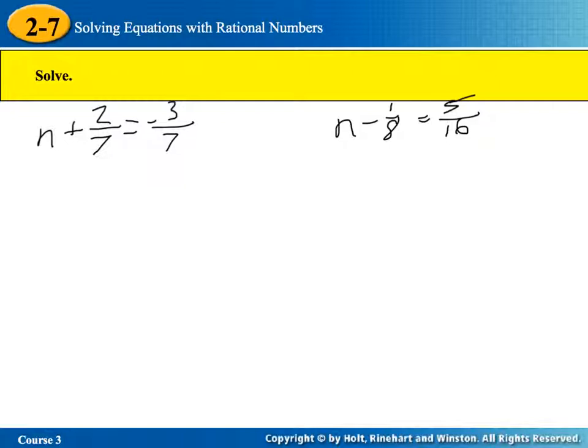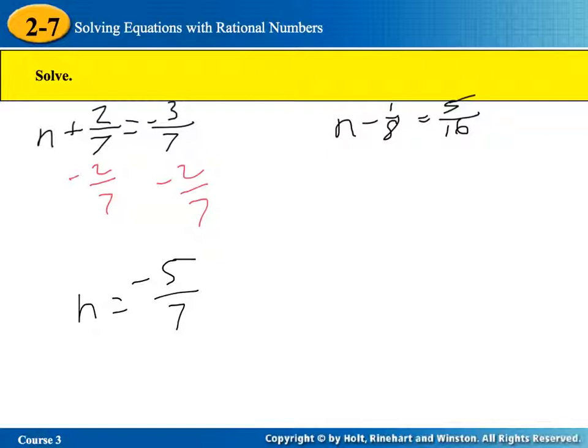All right, very quickly, again, going through these, you subtract 2/7 on both sides. When you take 3/7 minus 2/7, do you have a common denominator? Yeah. So when we have a common denominator, negative 3 minus 2 is equal to negative 5/7. Done with that one.